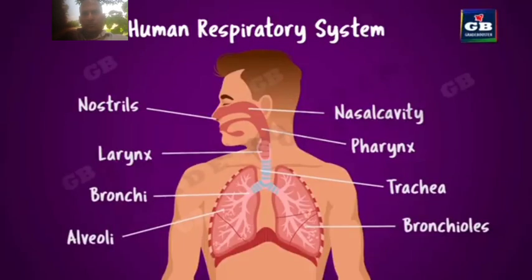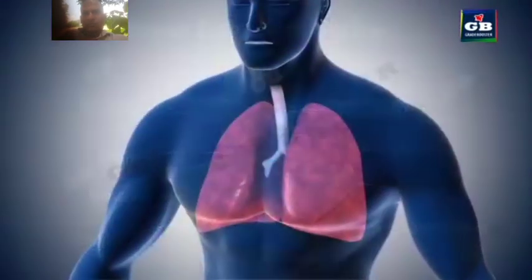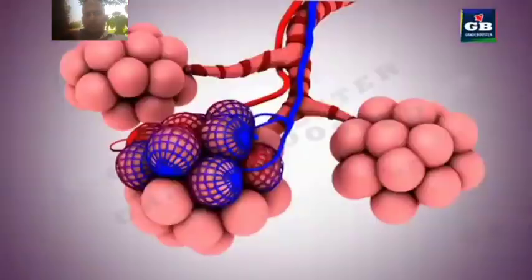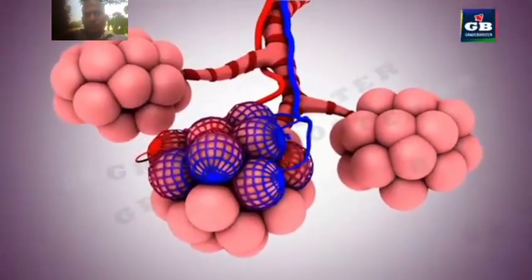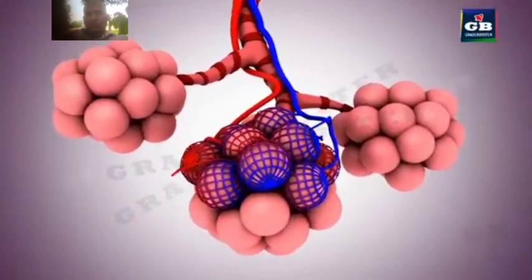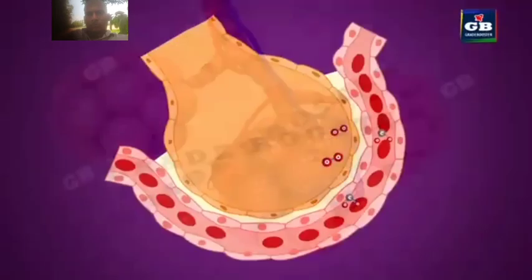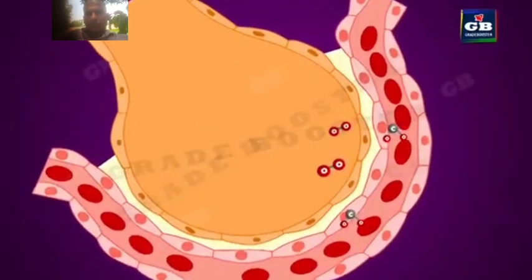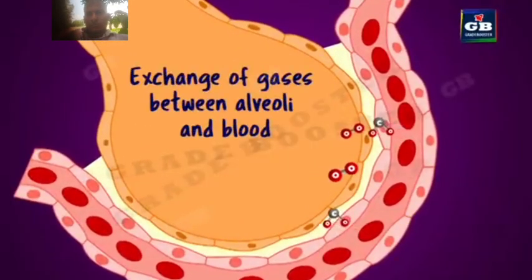Finally, these bronchioles are attached to small balloon-like structures. These balloon-like structures are called alveoli. The wall of the alveoli has a network of blood capillaries. Here the exchange of gases takes place between the blood and alveoli.